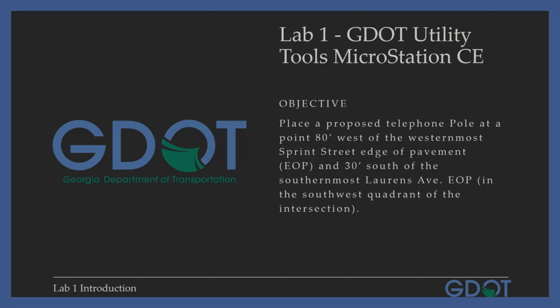This is a video presentation of Lab 1, the second lab in the training module portion of the GDOT utility coordination tools document. The objective of this lab is to place a proposed telephone pole at a point 80 feet west of the westernmost Sprint Street edge of pavement and 30 feet south of the southernmost Lawrence Avenue edge of pavement in the southwest quadrant of the intersection.